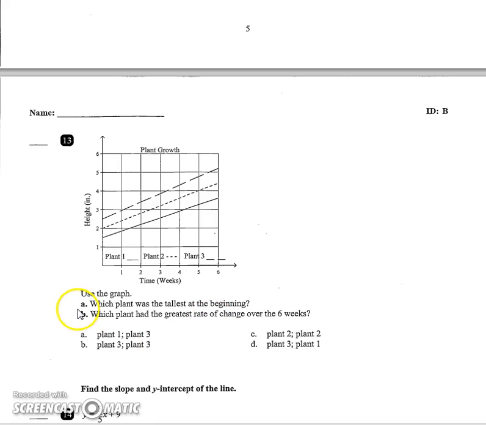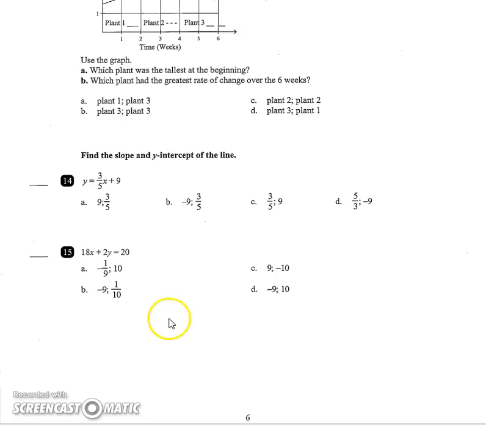Number 13, use the graph to answer which plant was the tallest at the beginning, and part B, which plant had the greatest rate of change over 6 weeks. So which graph is showing the steepest line to determine the greatest rate of change. Numbers 14 and 15 are asking you to find the slope and y-intercept of the line. The first one is written in slope-intercept form, y equals 3/5 x plus 9.